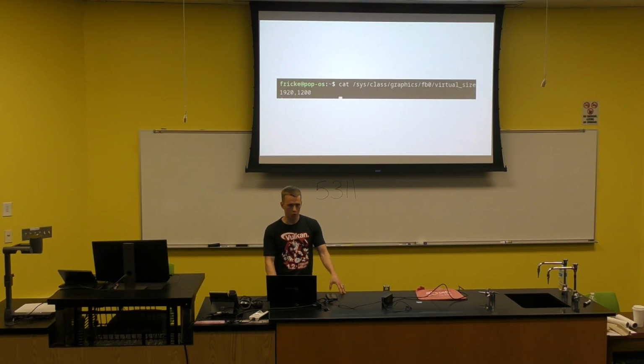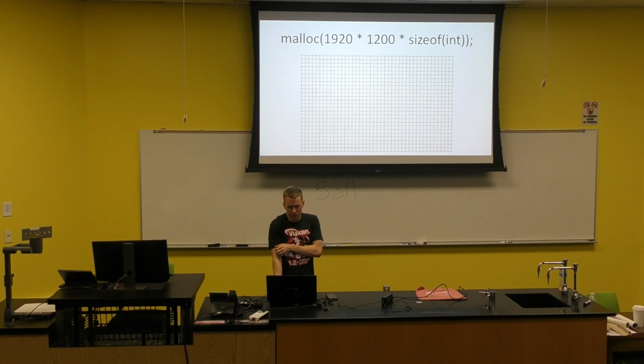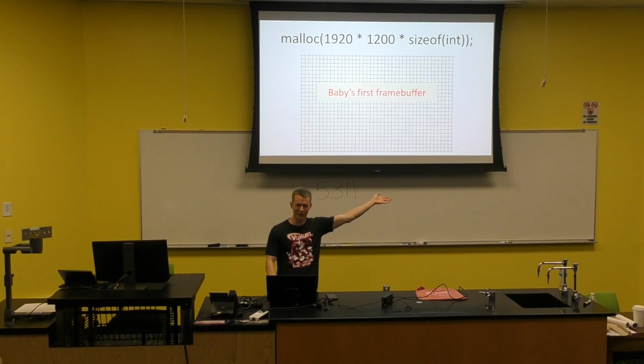You can actually look at your frame buffer. There's a virtual size. My laptop is 1920 by 1200. So that's how it knows how big my screen is to render the pixels to it. And it's very simple. You just allocate this times the size of whatever you want to put per pixel, and you have your first frame buffer. Congratulations.